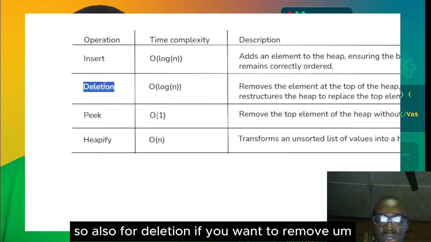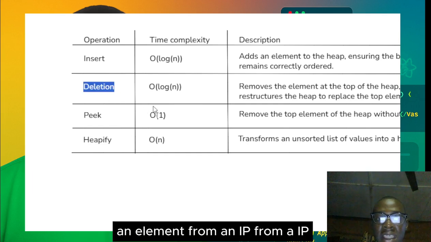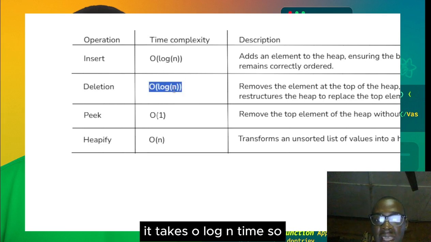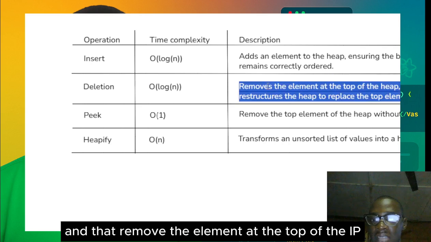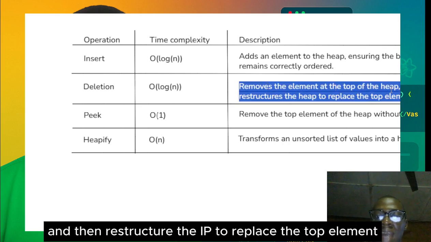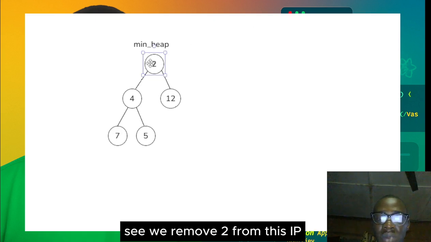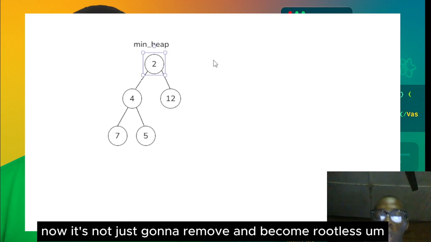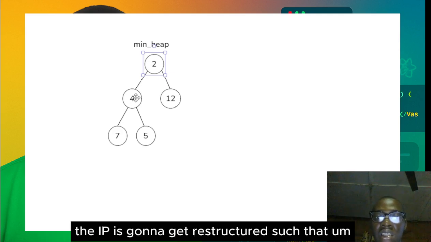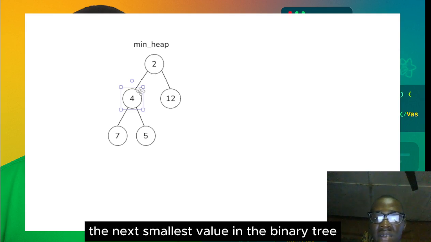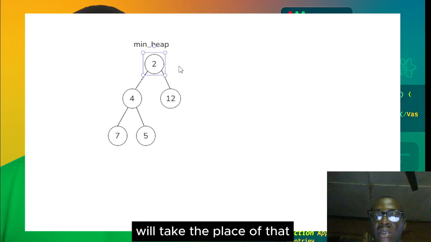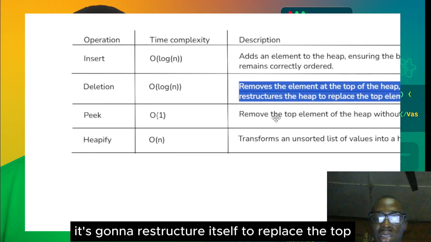Also for deletion, if you want to remove an element from a heap, it takes O(log n) time. It removes the element at the top of the heap and then restructures the heap to replace the top element. What this means is that when we remove an element from the top of the heap, say we remove 2 from this heap, it's not just going to be removed and become rootless. The heap is going to get restructured such that the next smallest value in the binary tree will take the place of the node that we removed. So it restructures itself to replace the top element.